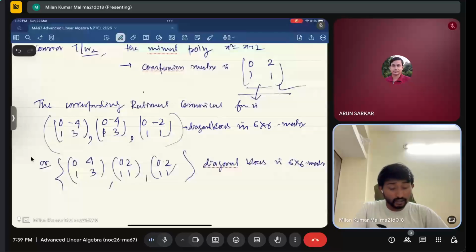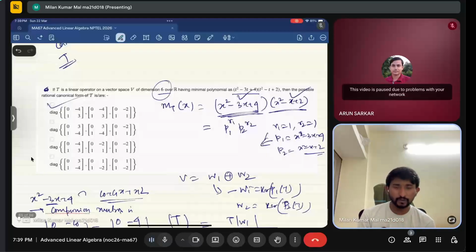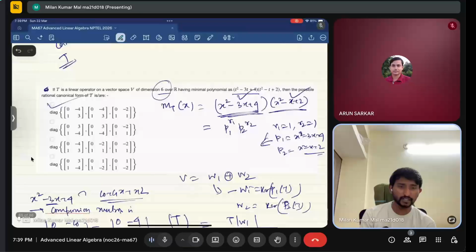I don't know whether it is clear to you or not, but the main point is that whenever you have a minimal polynomial and you have two irreducible monic factors, then in the rational canonical form, not Jordan canonical form, corresponding to each irreducible factor, you will have a component matrix. That is the first place.